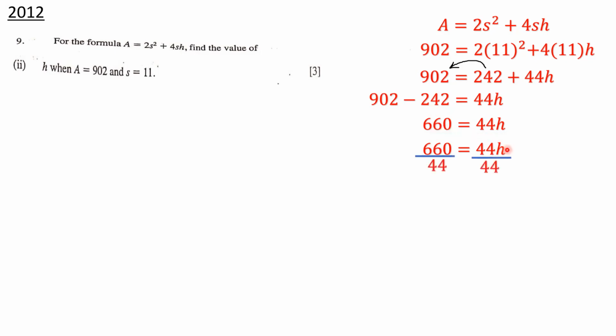Because we want to get rid of the 44 and leave the H. We want H to be isolated. And so we cancel the 44s. And so that means that H is going to be equal to 660 divided by 44. And so that means that H is going to be equal to 15. 660 divided by 44 is 15. And so that's the value of H.